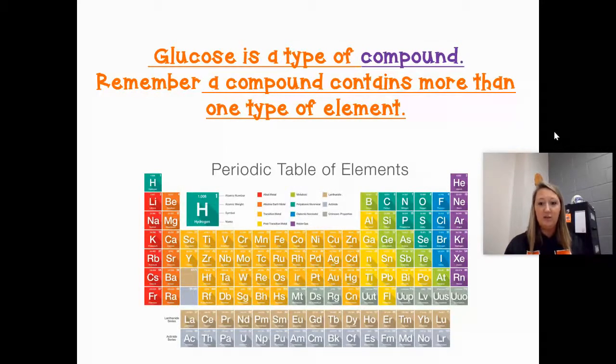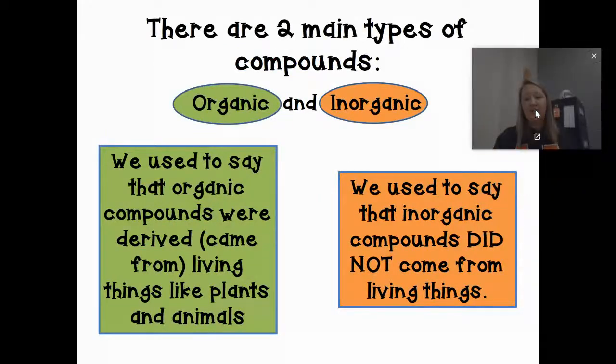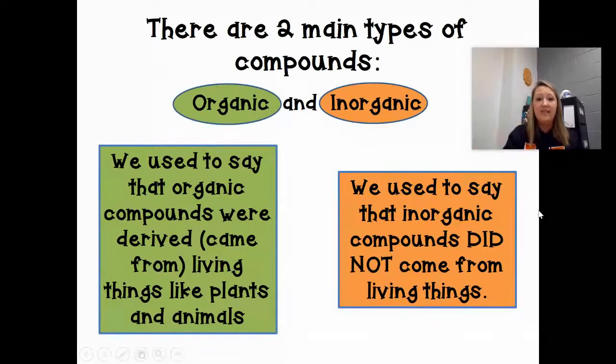So it's important that you remember what elements are from 6th grade and what a compound is. Remember, a compound is made up of more than one type of element, okay? So if we have more than one type of element, we have a compound. And there are two main types of compounds, like I just said. There are organic compounds and there are inorganic compounds. In our notes, we're going to use green and orange to represent organic and inorganic compounds.